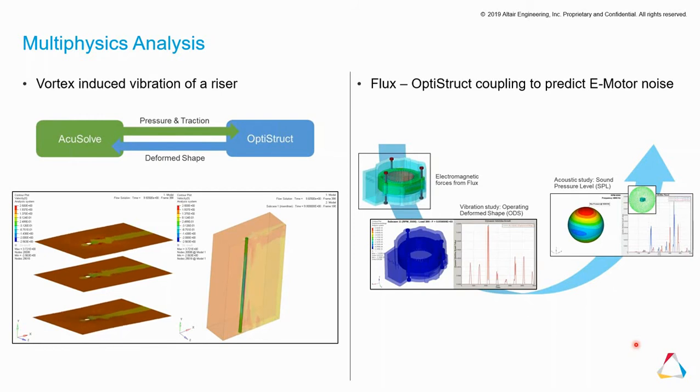So the example that you see on the lower left-hand side is an oil and gas application where we're studying the effects of wave motion on this riser structure.